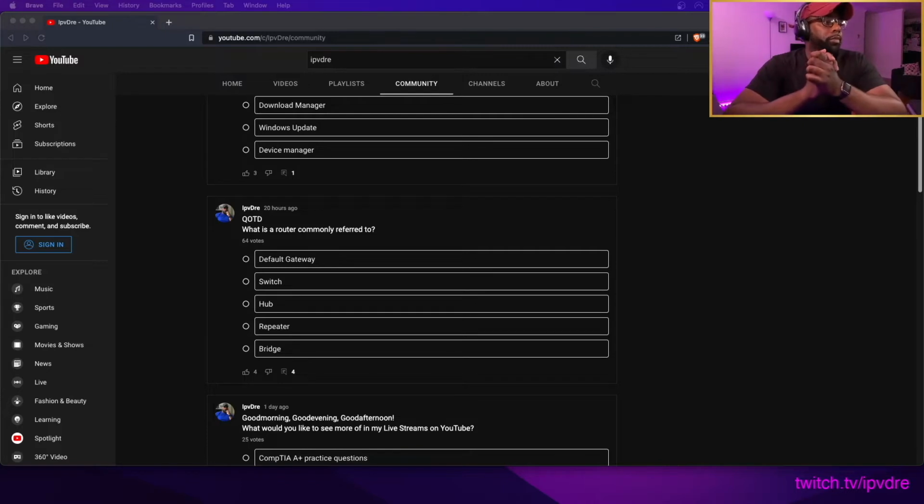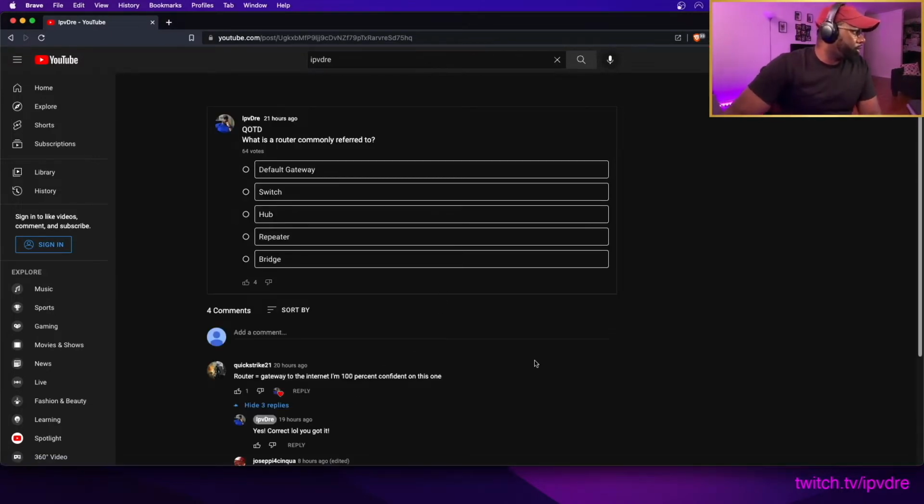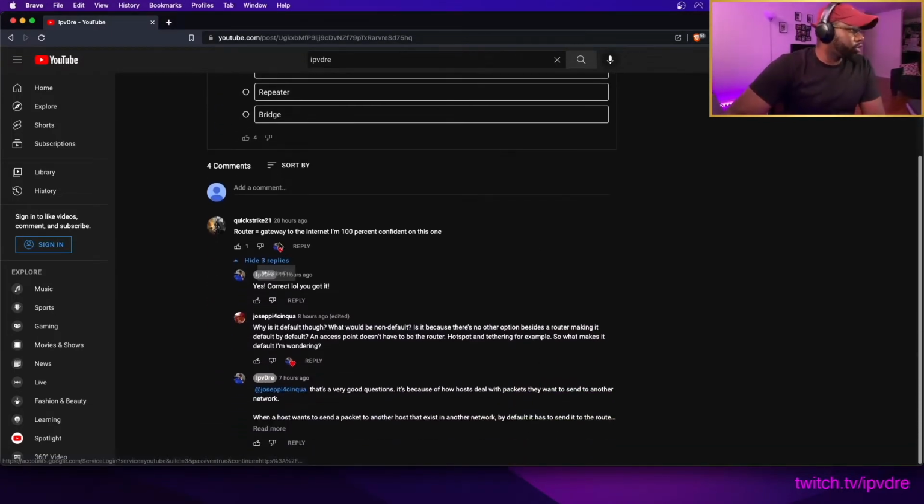So, I actually just thought of another question going over this one. So, the answer is default gateway. We had an interesting question in here, and that makes for some great review, right? Quick Strike 21 got the question right, and he said, router equal gateway to the internet. I'm 100% confident on this one. Yes, he's absolutely correct.